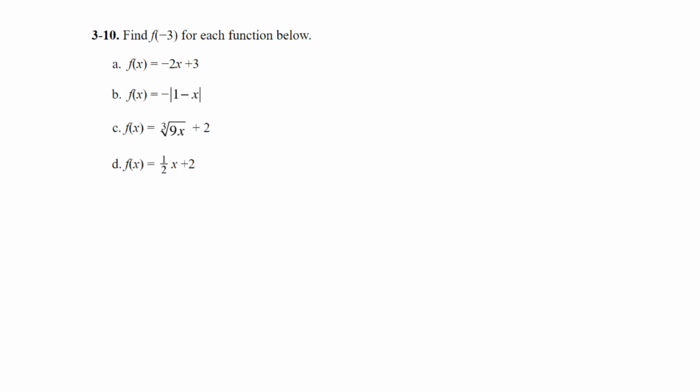3-10, find f of negative 3 for each function below. So once again, a review question here. We're looking at functions, and for each of these, we are going to plug in f of negative 3. And just a quick recall here, remember, negative 3 is the input, and we're trying to find the output for each of these equations. So A, if I plug in negative 3, I will get negative 2 times negative 3, which is 6. 6 plus 3 is 9. So f of negative 3 is equal to 9.